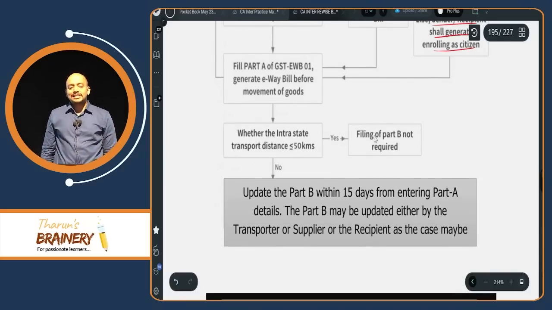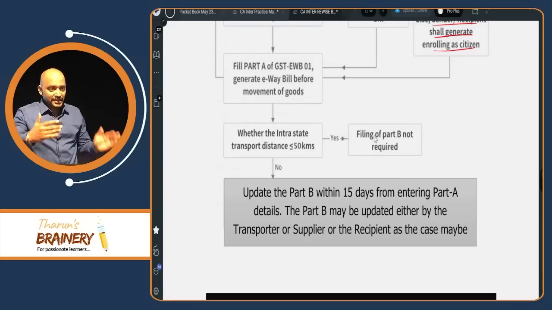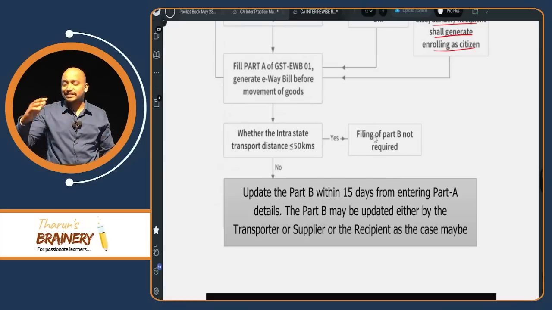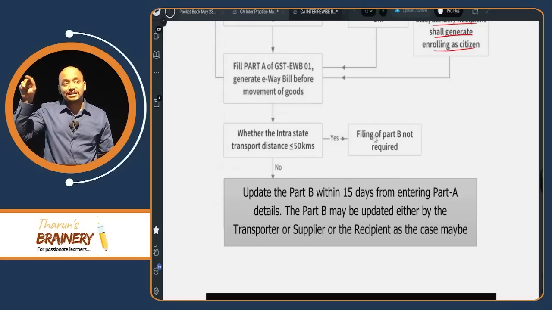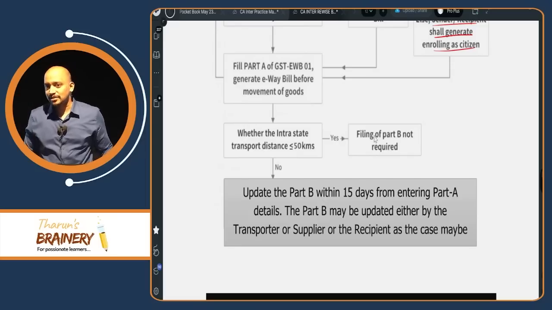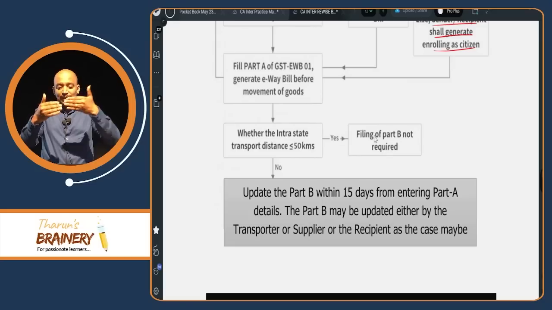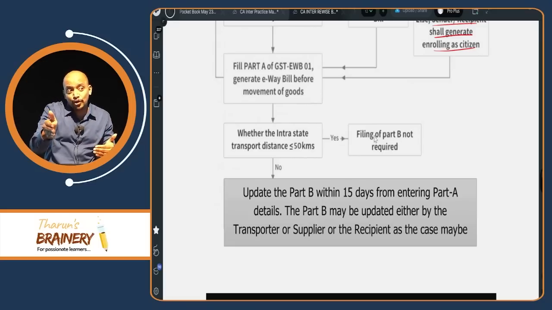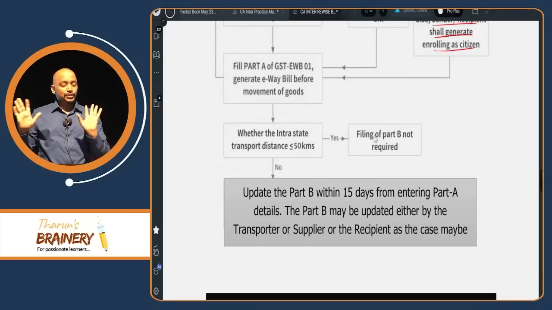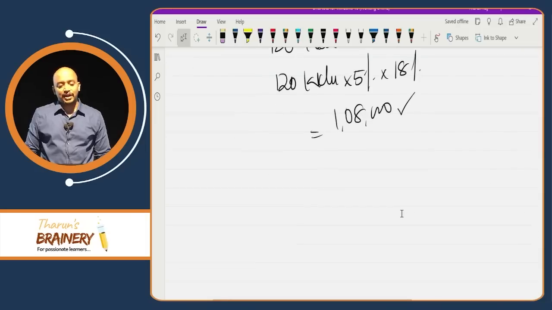That is, if it is an intrastate transport, distance up to 50 kilometers, within the state, e-way bill required, but Part B is not required. Part B is not required. That too, this transport distance is from place of business of the consignor to the transporter and transporter to the consignee. Okay. So in that case, e-way bill is required, but Part B is not required. Now see this.